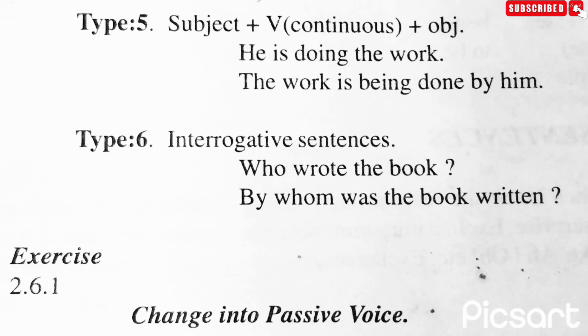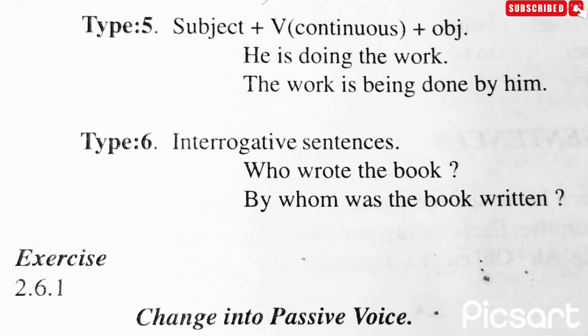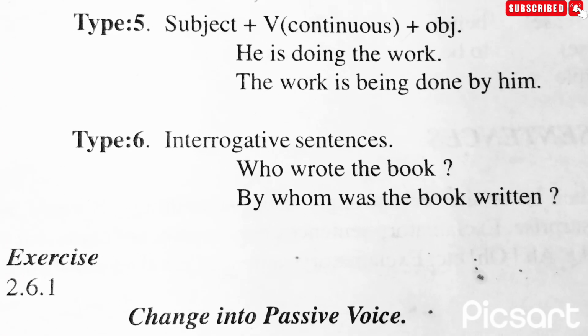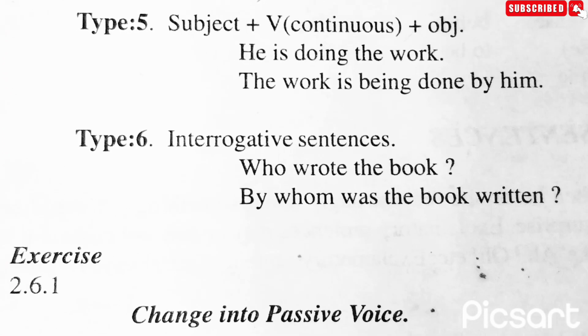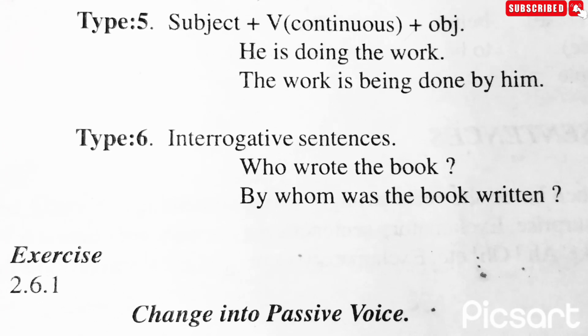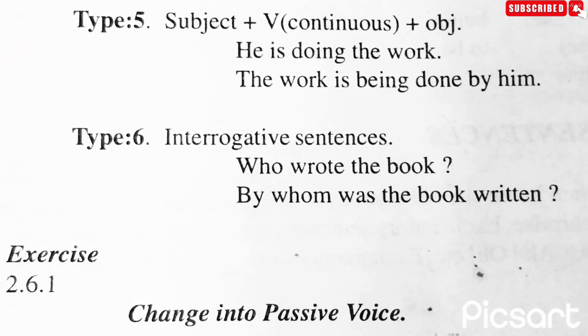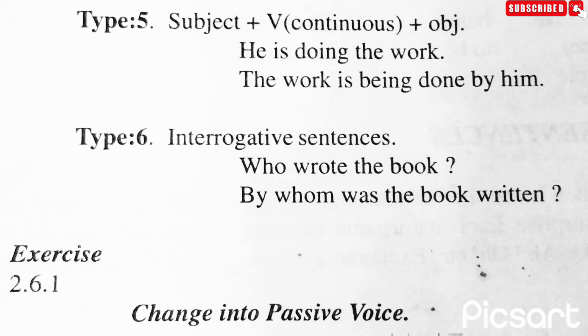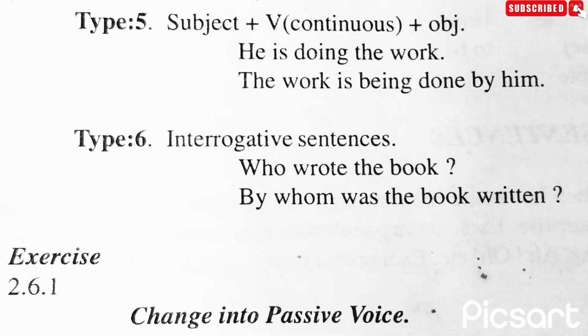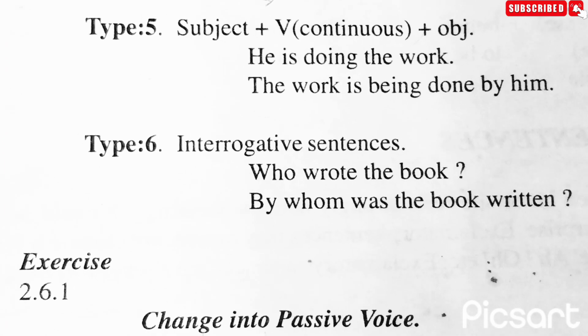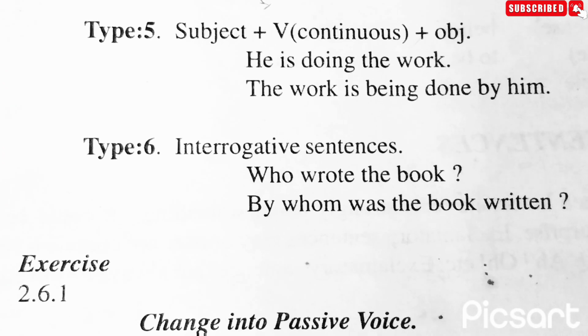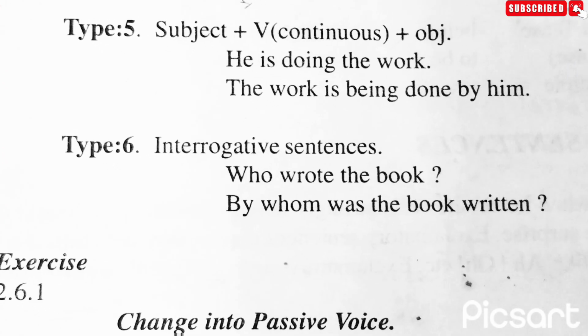And last, type 6, interrogative sentences. Who wrote the book? So, who is a WH word. Wrote is a main verb. The book is the object.